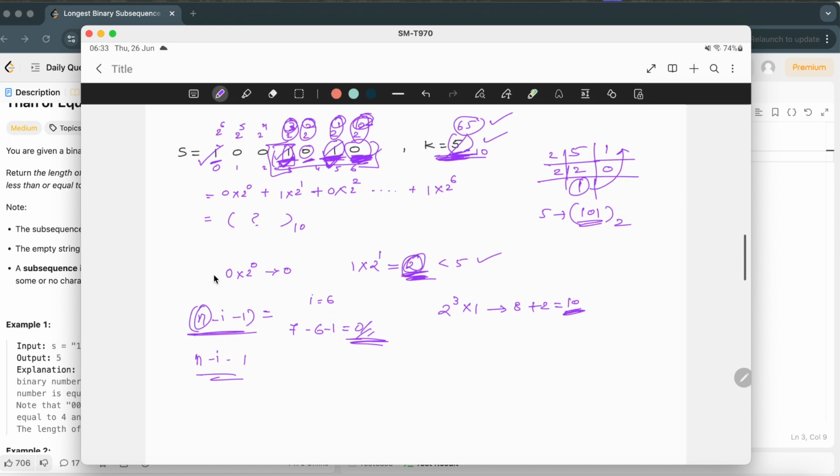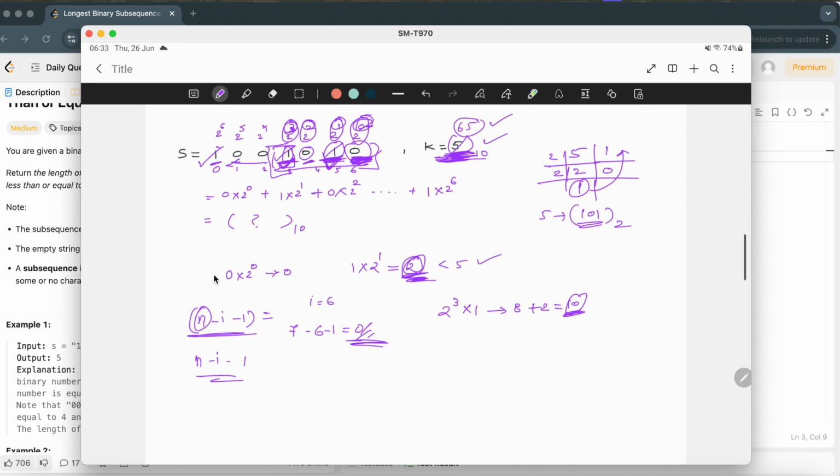So now 10 is basically greater than the 5, the value that we have been given. So the moment we realize that, we will stop counting ones, and we can keep on counting or consider all the zeros that are available in the string. That way whatever string we have generated should satisfy the given conditions. That is how we can solve this particular one.